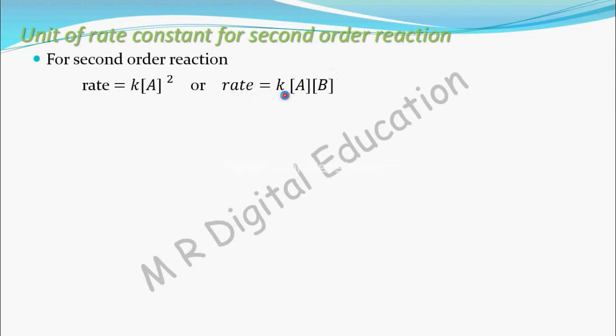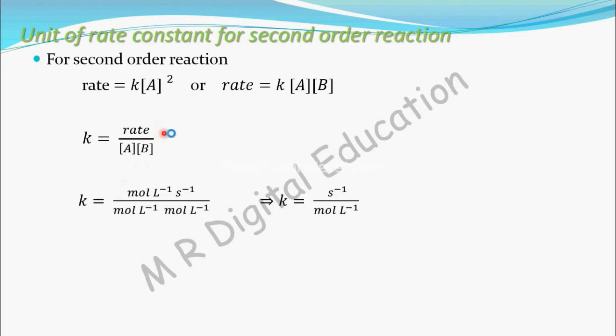Now I will take this one to find the unit of rate constant. From this equation, K equal to rate by concentration of A into concentration of B. You know that the unit of rate is mole per liter per second, and if you express concentration in molarity, its unit will be mole per liter, and concentration of B, its unit will also be mole per liter. Now cancel one mole per liter and the other mole per liter. What is left? Per second and mole per liter is left. So K equal to per second divided by mole per liter.